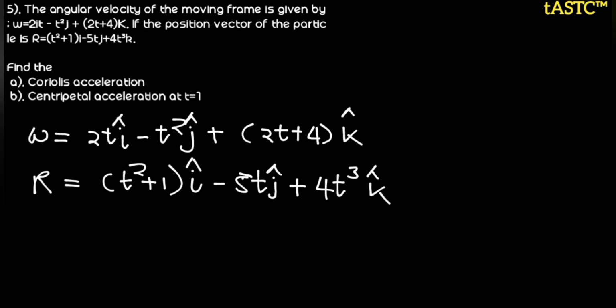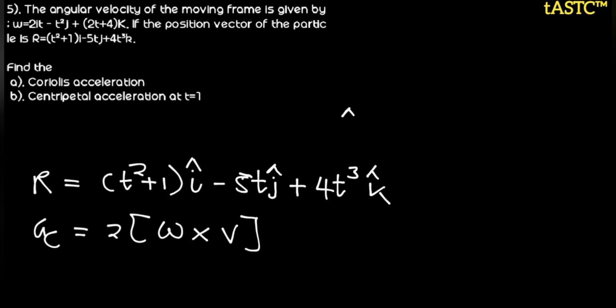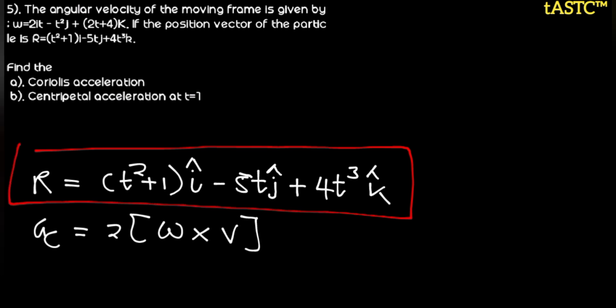Now, we know that the Coriolis acceleration, written as a sub c, is equal to 2 multiplied by omega with the cross product of the velocity vector. As you can see, we do not really have the velocity vector right here, but we could actually find that out. So I'm going to clear these out. We know that finding the derivative of the position vector with respect to time is going to give us the velocity vector. So we need to differentiate this stuff. So that will be dR/dt.